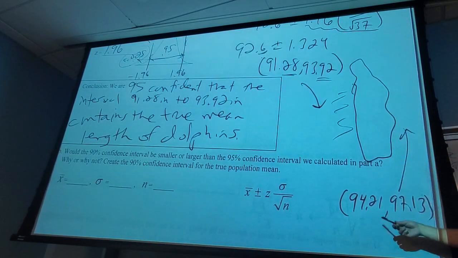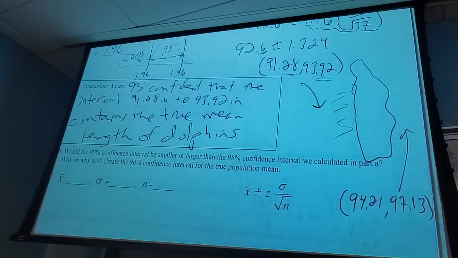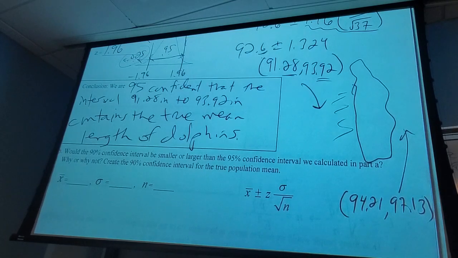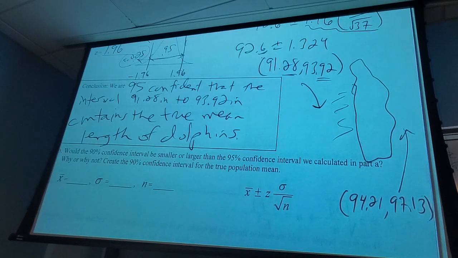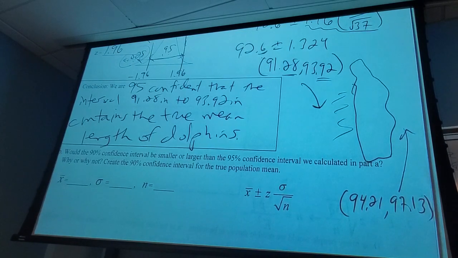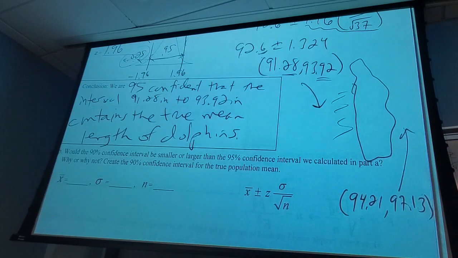93.9 whatever, and then what's this one start at? 94. All right, so do these two intervals overlap? No. So this is evidence that the mean length of the dolphins on either side of the island are different, which could mean some kind of difference in the available food, the temperature of the water even, who knows? Are you guys kind of with me?